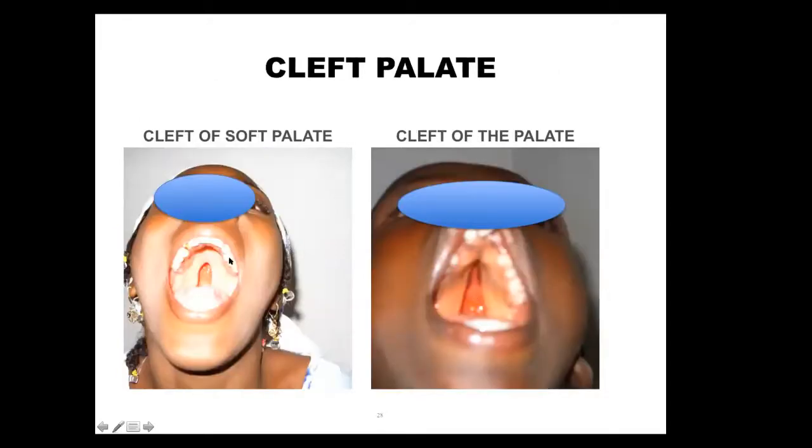I have this cleft of the soft palate alone. You can see it here. And this is a complete cleft of the palate. You can see both the soft and the hard palate are affected in this patient.